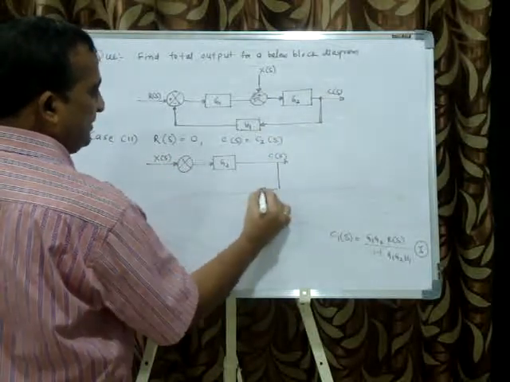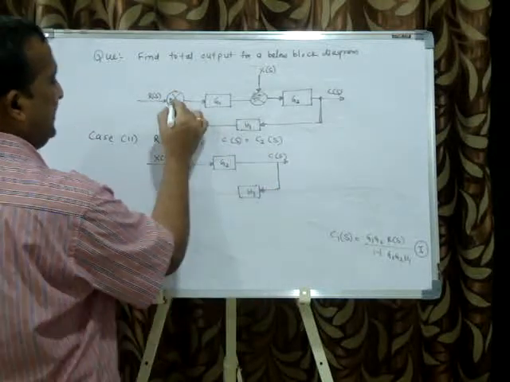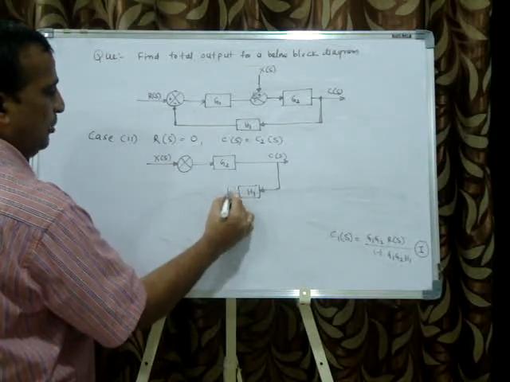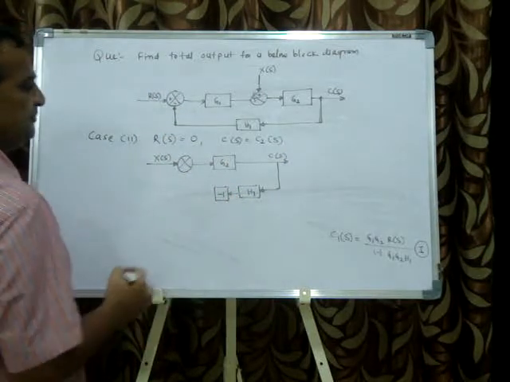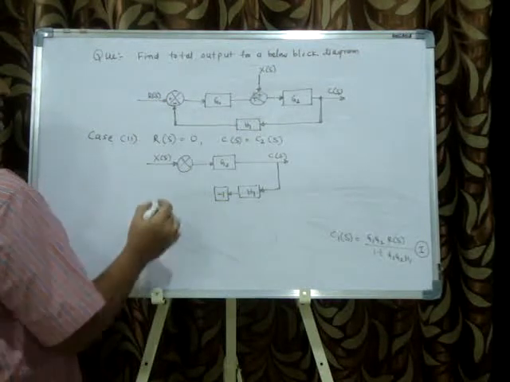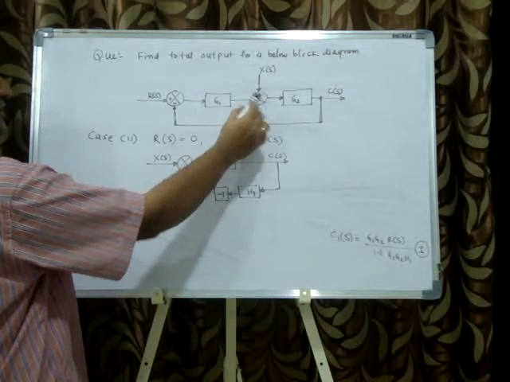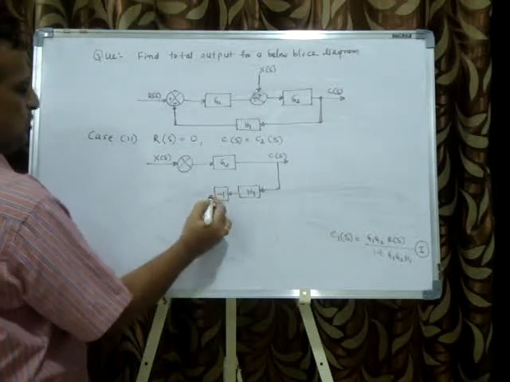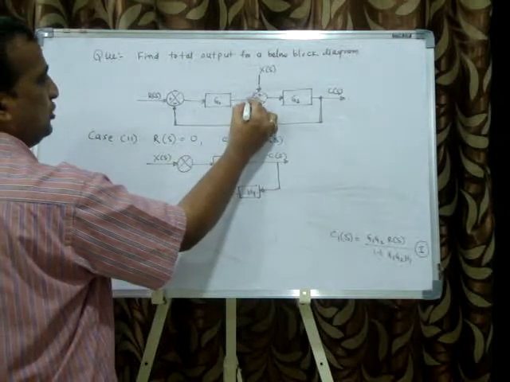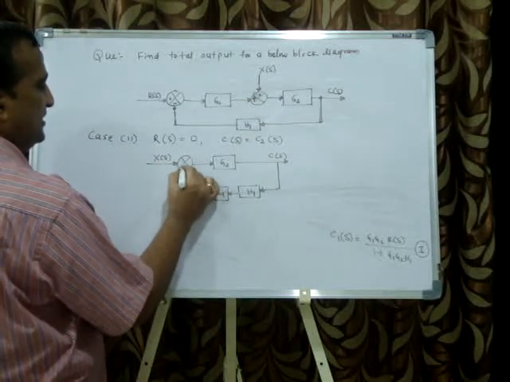I'll go to H1. When it goes to H1, here R of s is 0, but the sign is negative. So what I'll do, I'll take this as minus 1. This is 0, but the minus sign is there here. In the previous case, plus is there, so I had not considered it; here I'll consider plus 1. Then it goes to Z1. Then after Z1, it goes to here. Plus feedback.